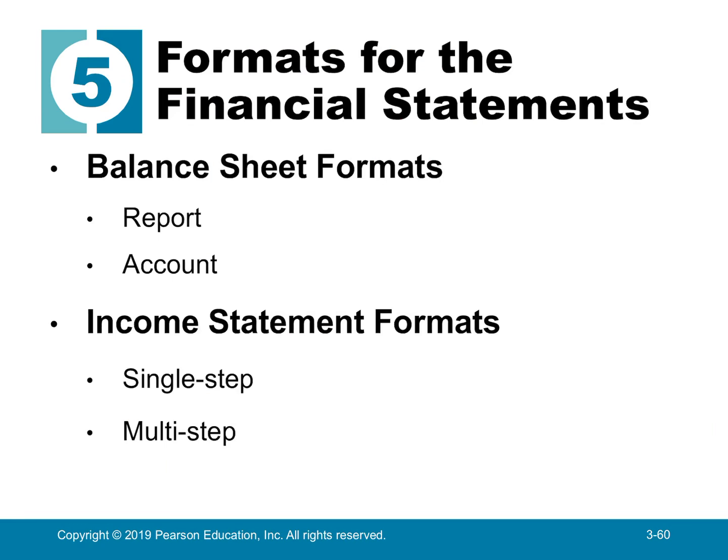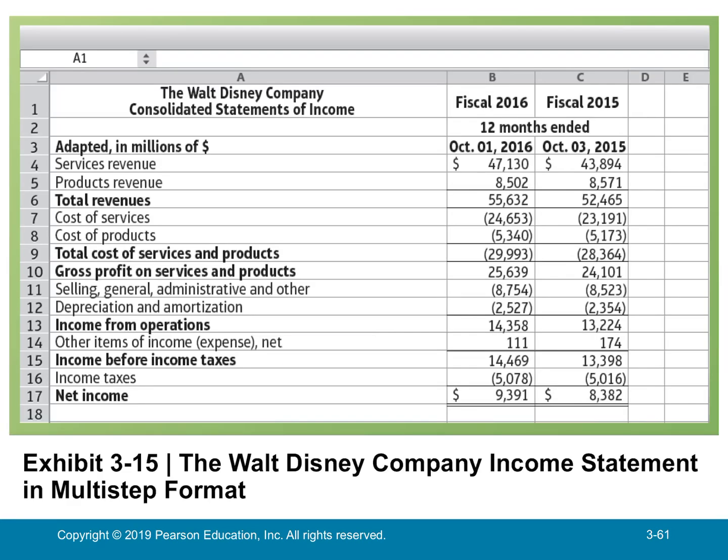There's a couple different ways that you can format the financial statements. So the balance sheet, there's a report format or an account format. Income statement, you can have what's called a single step or a multi-step. So this is the Disney Company in a multi-step format. Basically, it's just breaking things up and doing subtotals, right?